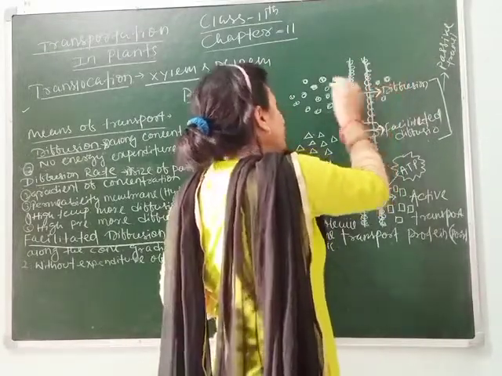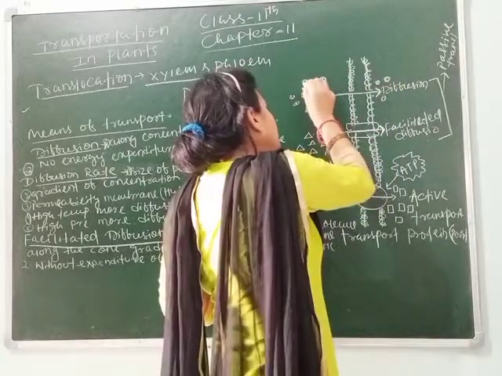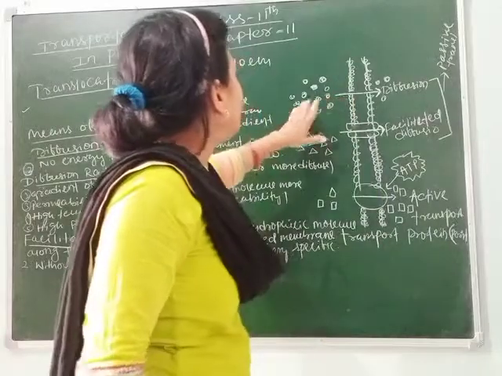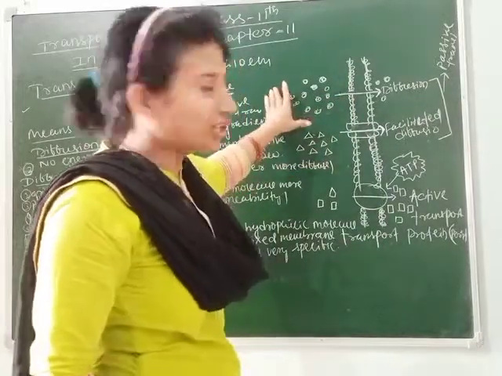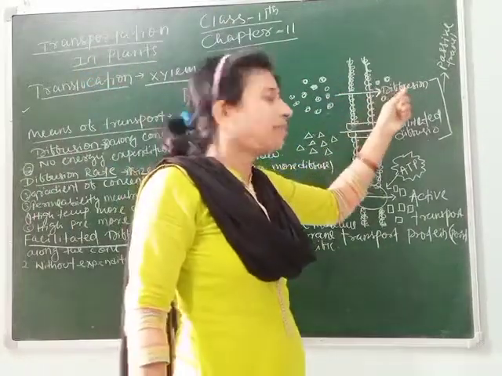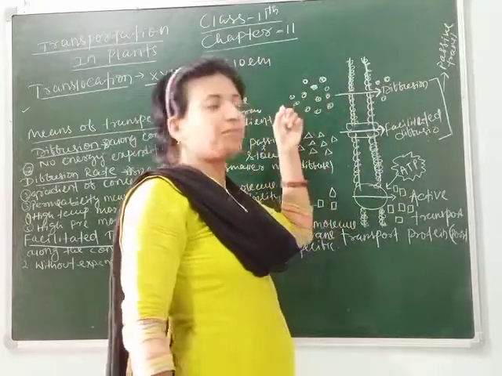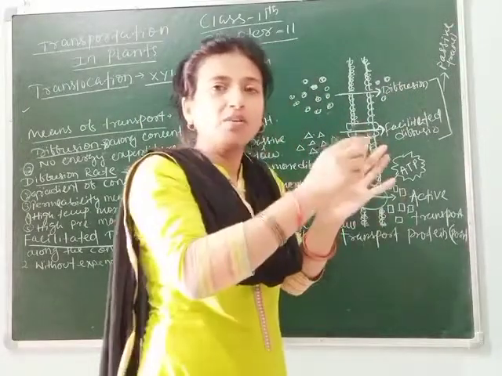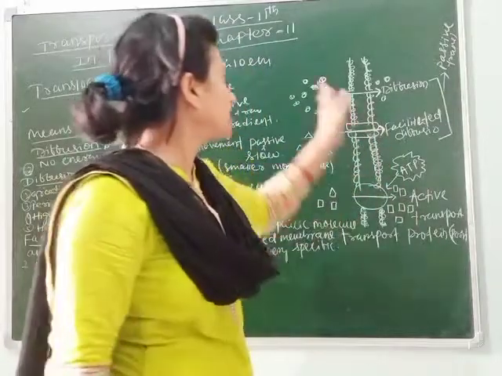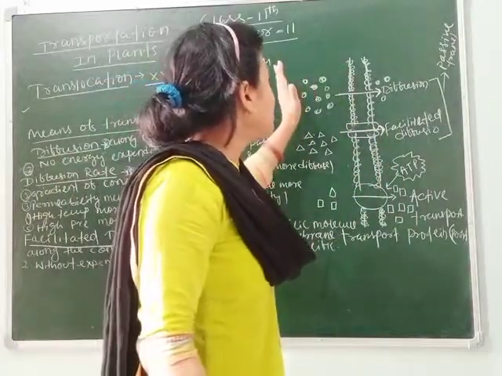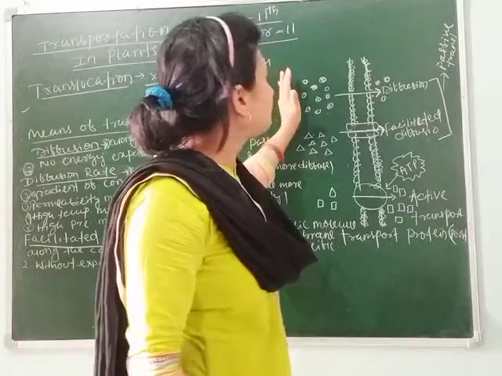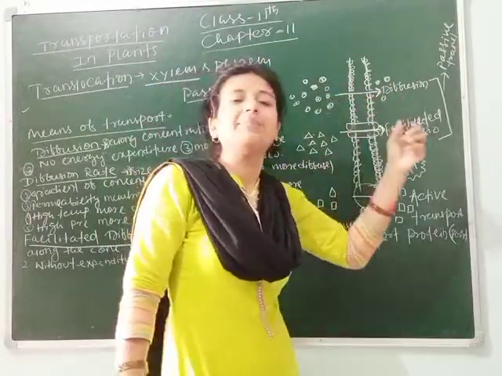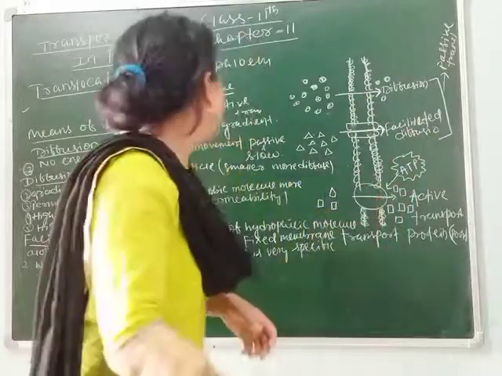Suppose here 3 molecules and here 1, 2, 3, 4, 5, 6, 7, 8, 9, 10, 11. Here 11 molecules. So here the number of molecules is less and here the number of molecules is more. As I have told you, movement is always from more concentration to less concentration. So here the movement of substance occurs from this side to this side, and this type of transportation is called diffusion.